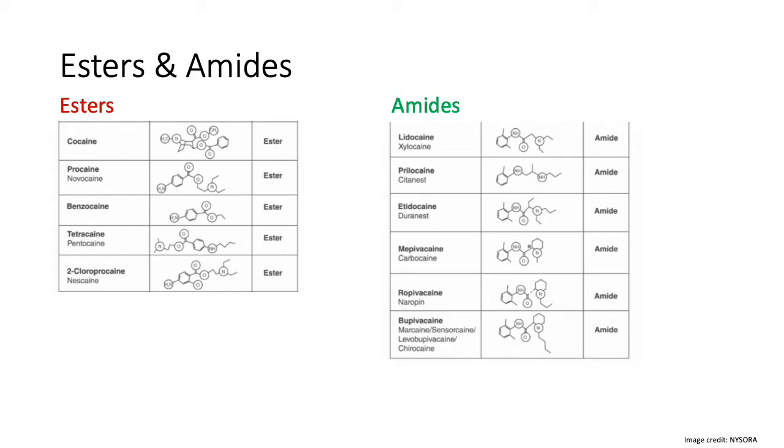Two interesting amide local anesthetics to note here are ropivacaine and levobupivacaine. Both of those are single enantiomer local anesthetics. They're S enantiomers, resulting in lower cardiac toxicity compared to the R enantiomer or racemic mixtures. All other local anesthetics exist either as racemic mixtures or have no asymmetric carbons.